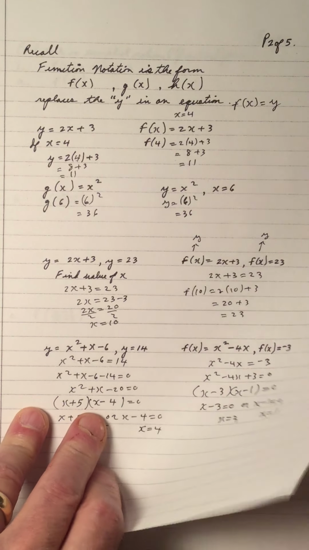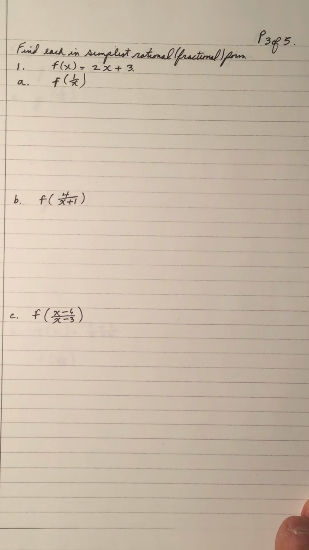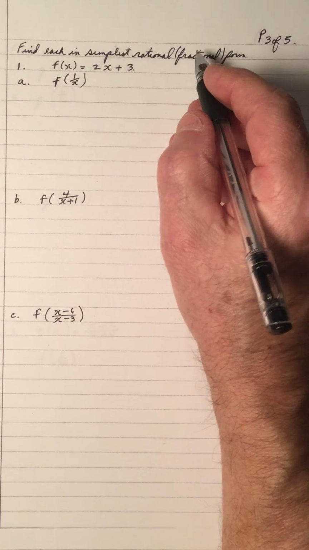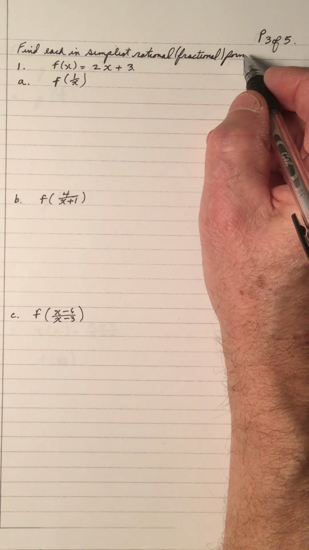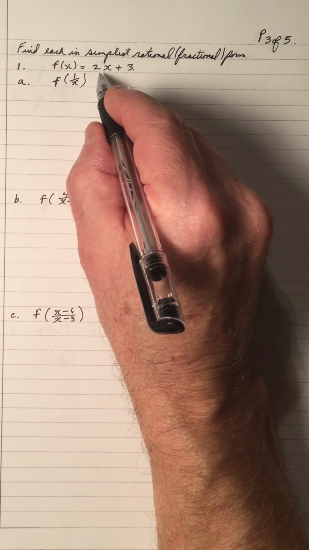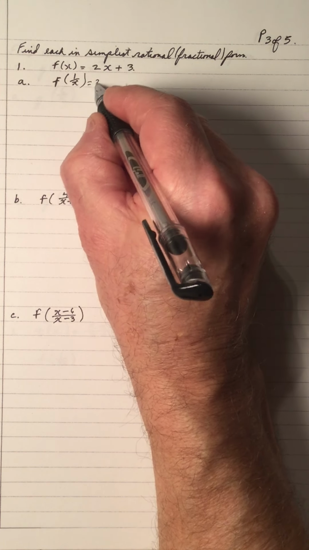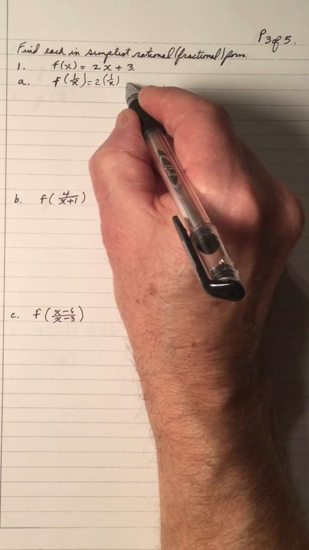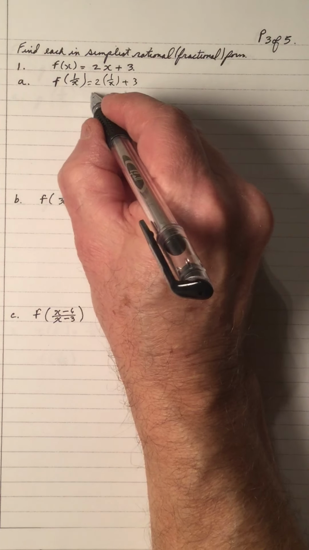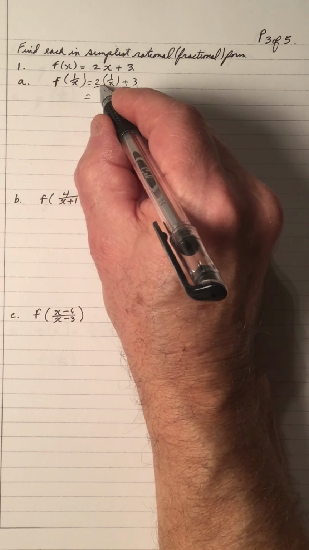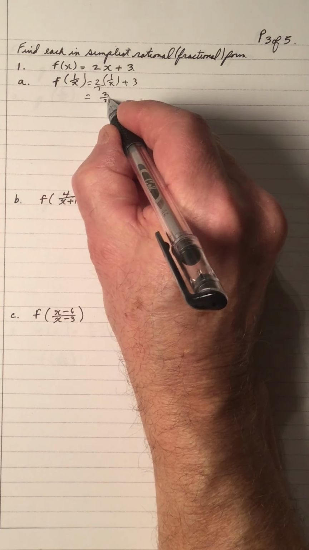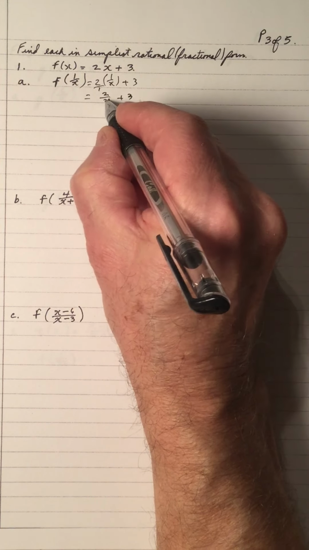So let's continue. Find each in simplest rational form or fractional form. If f of x equals 2x plus 3, then find f of 1 over x. That means I have to put 1 over x into the place of x. So I simplify this as 2 times 1 over x is 2 over x, plus 3.